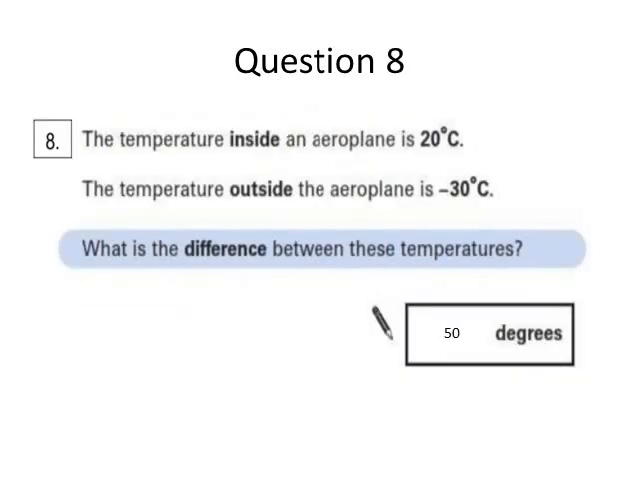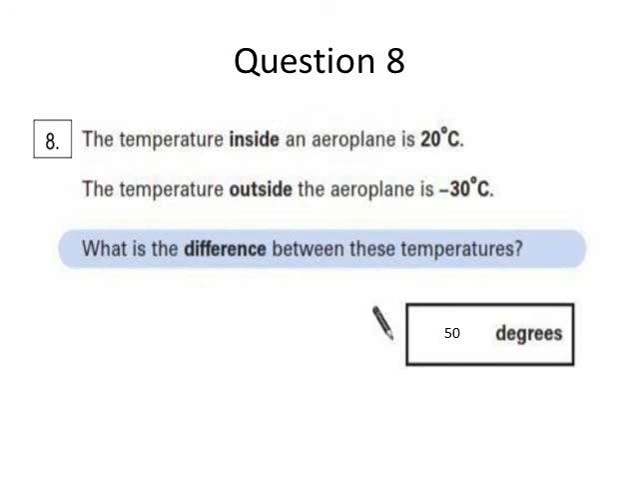Here in question number 8, it said the temperature inside an airplane is 20 degrees Celsius and the temperature outside the airplane is negative 30 degrees Celsius. So it's asking about the difference between the two temperatures. So first of all, please remember that the difference in temperature must be positive. No way to change the sign of the difference between the two temperatures. It has to be positive.